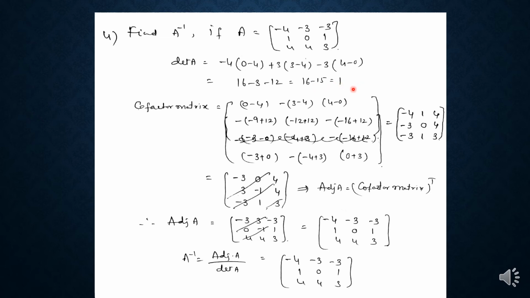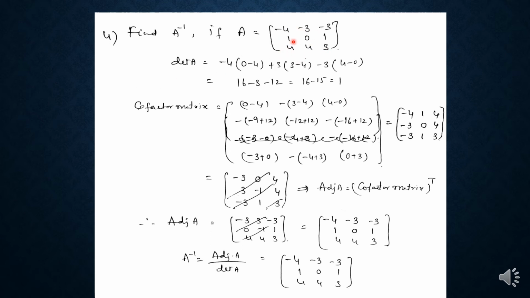That means the given matrix is a non-singular matrix. Its inverse exists. So we can find the inverse of this matrix. For that, at first we have to find the cofactor matrix by finding the cofactors for each and every element of the matrix. So what is the cofactor of the first element? By deleting this row and column, we will get this determinant 0, 1, 4, 3.